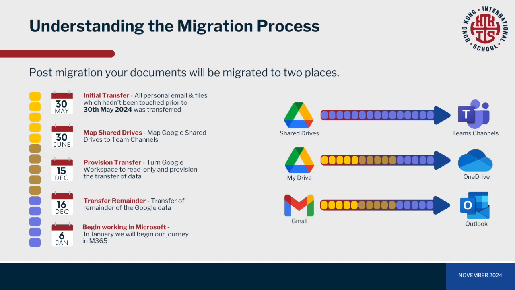Our migration process began with moving older files in May 2024. When you look at our OneDrive in a moment, you'll notice that you already have some files in your drive, but not the most recent things you are working on. This is because on the 30th of May 2024, we ran an audit to look at all the files that hadn't been modified in the last 30 days and moved all of that data across. We then mapped all of the Google shared drives to Teams channels.